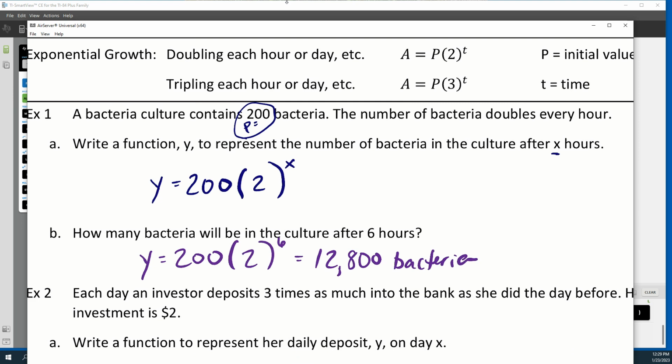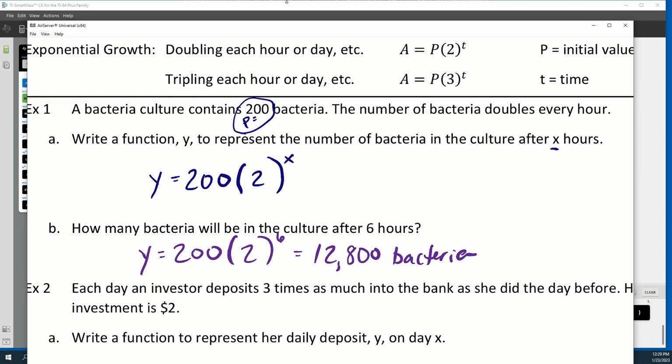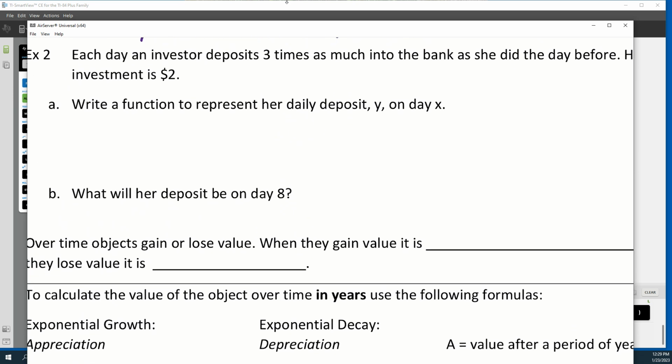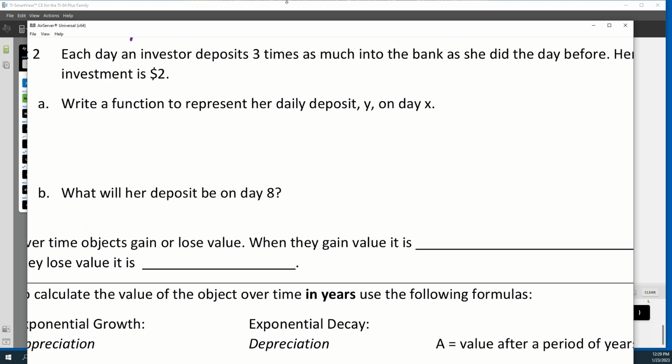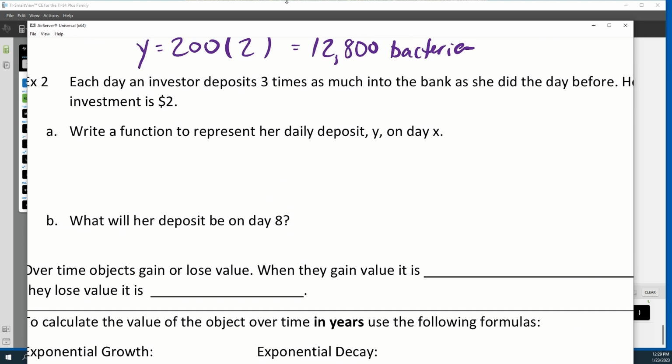All right. So on example 2, it says that each day an investor deposits 3 times as much into the bank as she did the day before. Her initial investment is $2. And so P is going to be that $2. It's the initial amount.